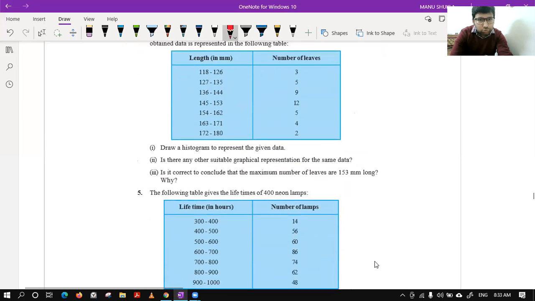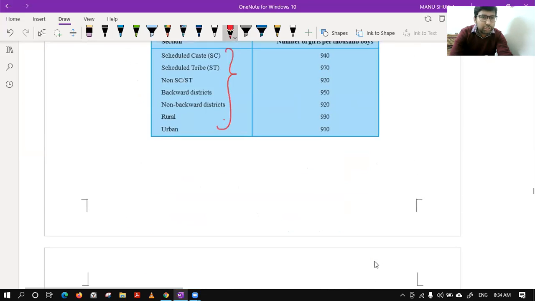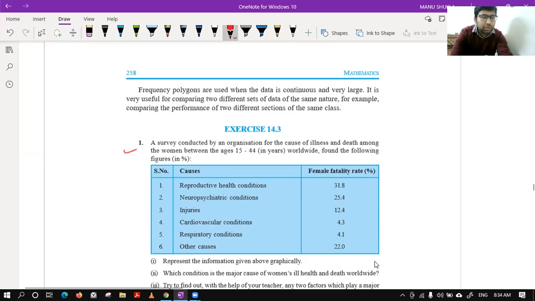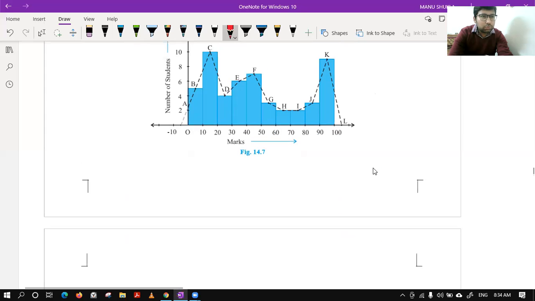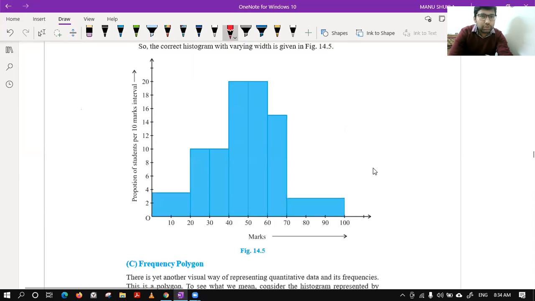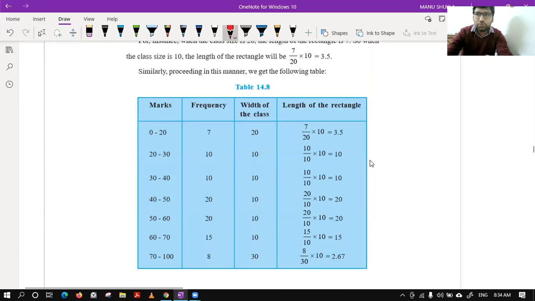After that we have to go for histogram. So the first 3 questions are your homework today. If you have done 14.2 completely, try to solve these 3 questions on your own. Okay, if possible use graph paper for this. Okay, tomorrow we will start with histogram. So let me stop the recording here.